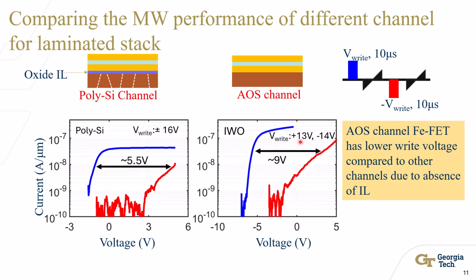So the write voltage reduction in the AOS channel primarily comes from the absence of the oxide interlayer, which reduces the voltage drop across the oxide interlayer and reduces my overall write voltage. At the same time, we also see that the maximum achievable memory window in the AOS channel is approximately 1.5 times higher than the maximum memory window achieved in a polysilicon channel. So let us try to understand the reason for this.